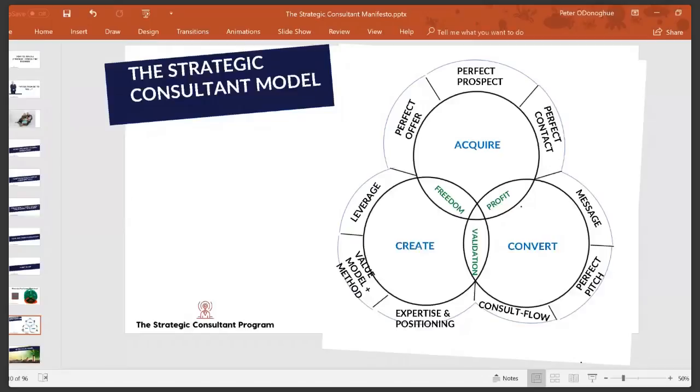And then convert. So convert, we start off with building your message. And here's a dirty one in many people's minds, and I will challenge you on that, and that is the perfect pitch. Most people will think pitch is selling, and it's not very nice. It's not something that we do as consultants.